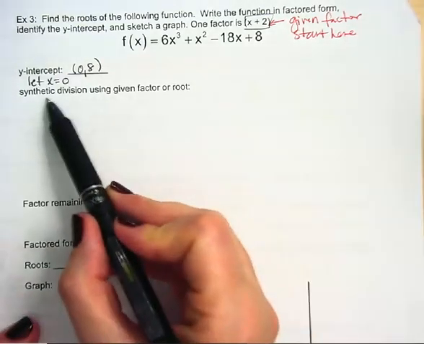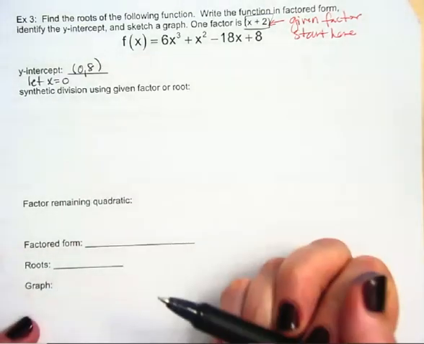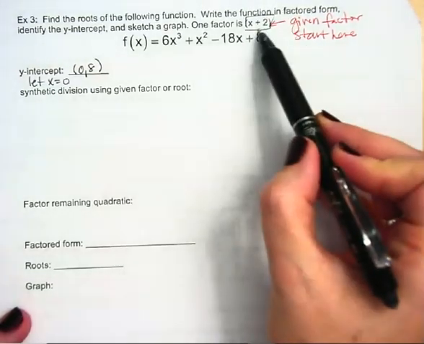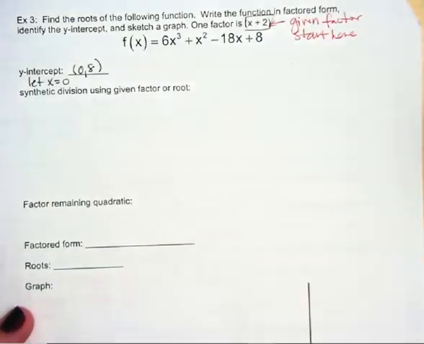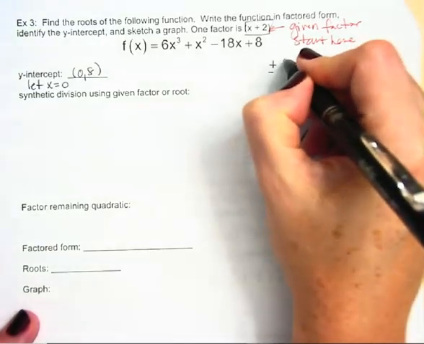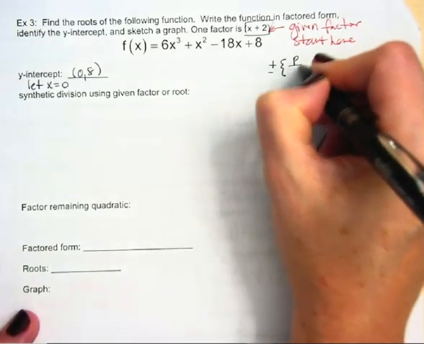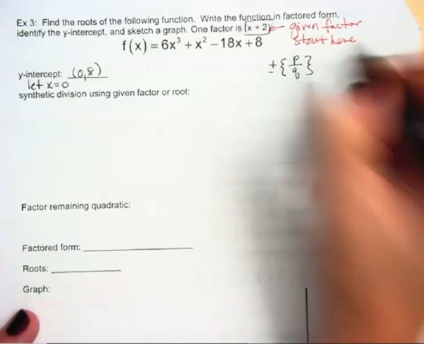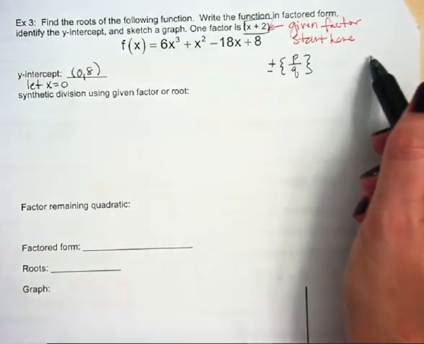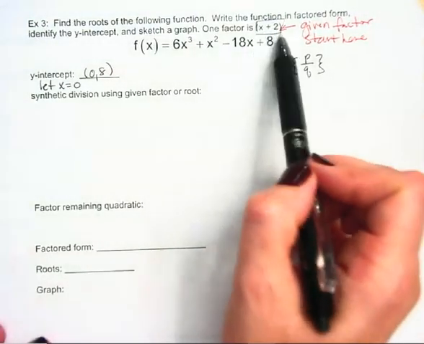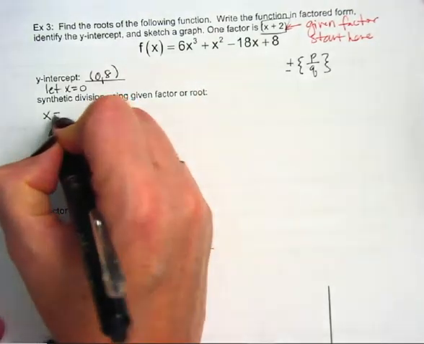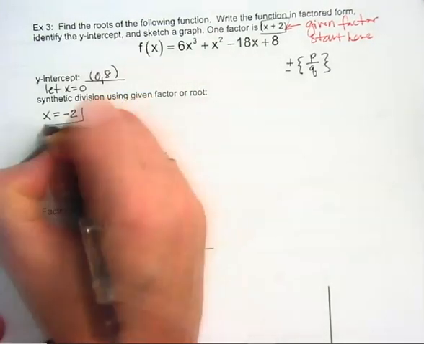And then it says to use synthetic division using the given factor or root. So we got lucky that we were given a factor. Let's pretend for a minute that I wasn't. If I wasn't given a factor, I would do my p's over q's. I'd have a whole set of numbers, and I would start testing them one at a time. But since I'm given a factor, I am going to use synthetic division to start factoring.